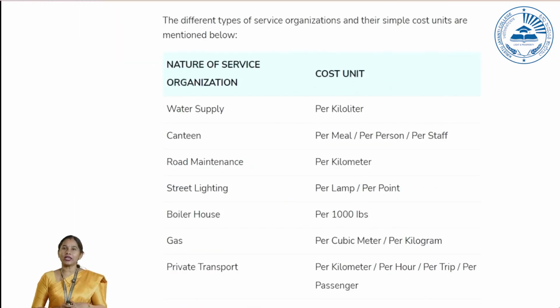I have given a few examples of service organizations and their simple cost units mentioned below. If you take a service organization like water supply, the cost per unit will be per kiloliter. If a person is using canteen services, what is the cost per meal? If we use road maintenance, what is the cost per kilometer? For street lighting, what is the cost per lamp? Like that, I have given it for boiler house, gas and private transportation.